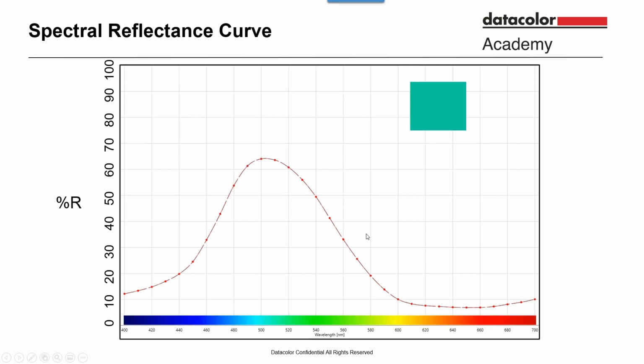Okay, here we have a %R curve for a green color. In this example, we can see that the sample is absorbing light in the red region and also over here in the violet, and it's reflecting back in the green from around 400 to about 540.